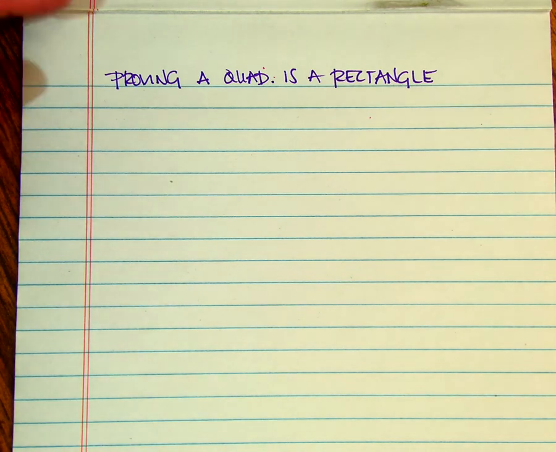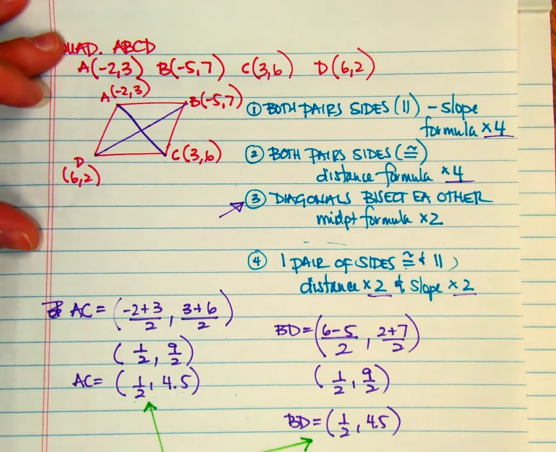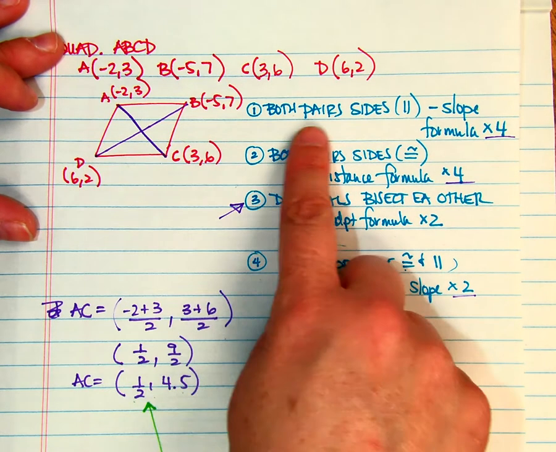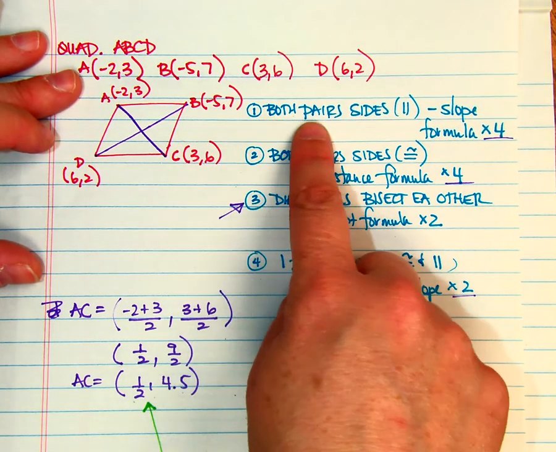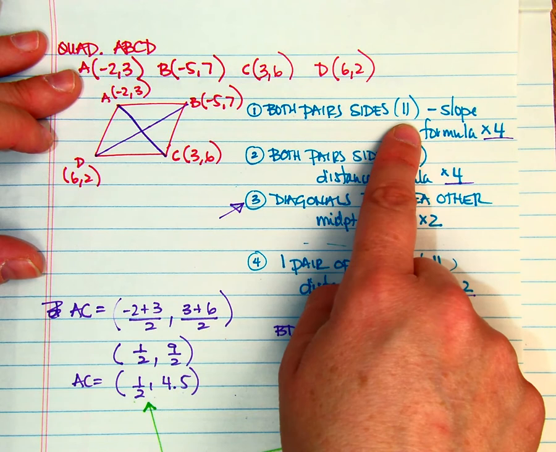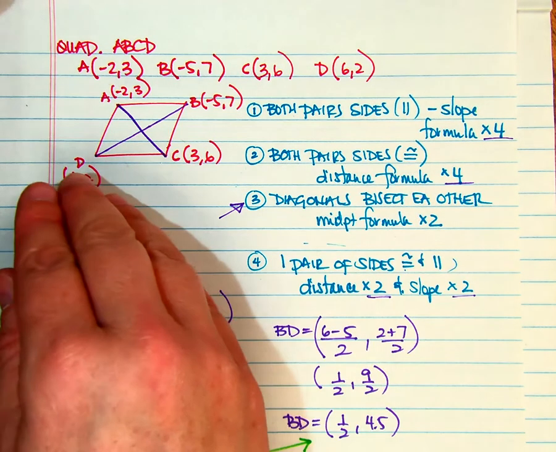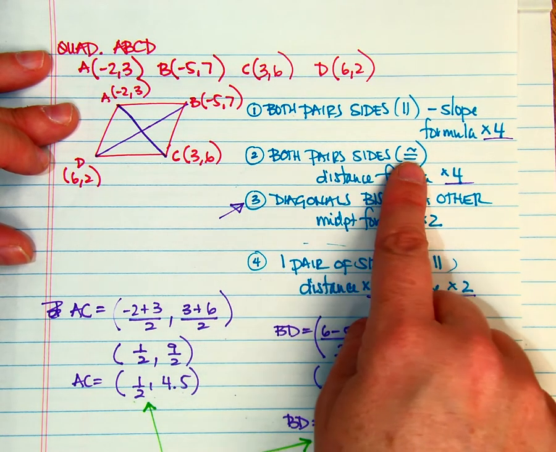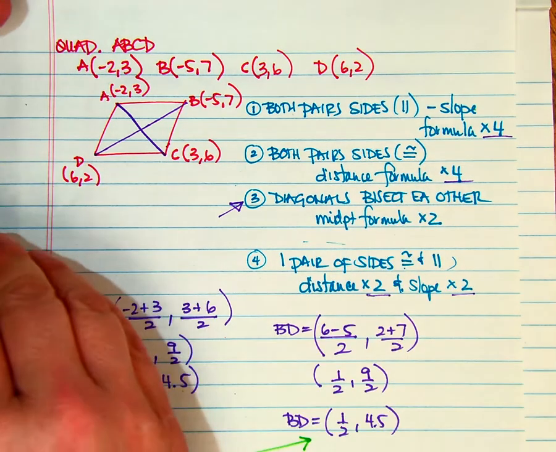Okay, so today we're going to be proving that a quadrilateral is a rectangle. I'm going to very quickly refresh your memory on parallelograms. In order to prove a parallelogram, if we prove that both pairs of opposite sides are parallel, then we can say that it's a parallelogram. In a quadrilateral, if we prove that both pairs of sides are congruent, then we can say it's a parallelogram.